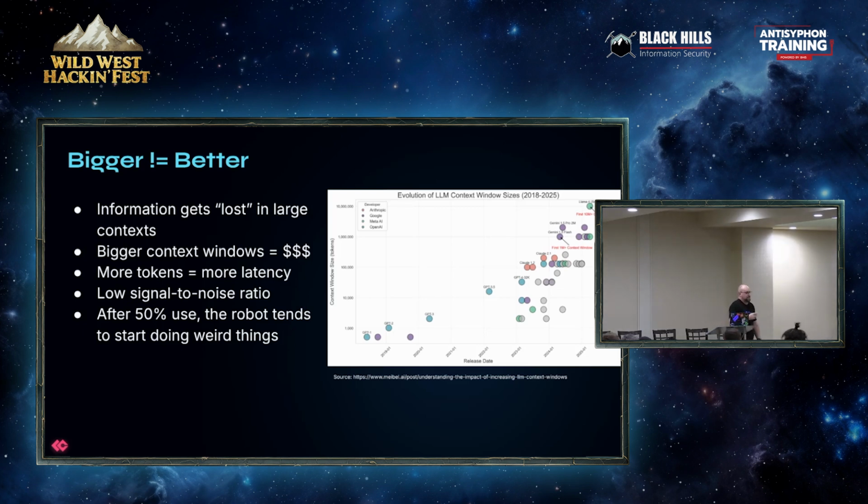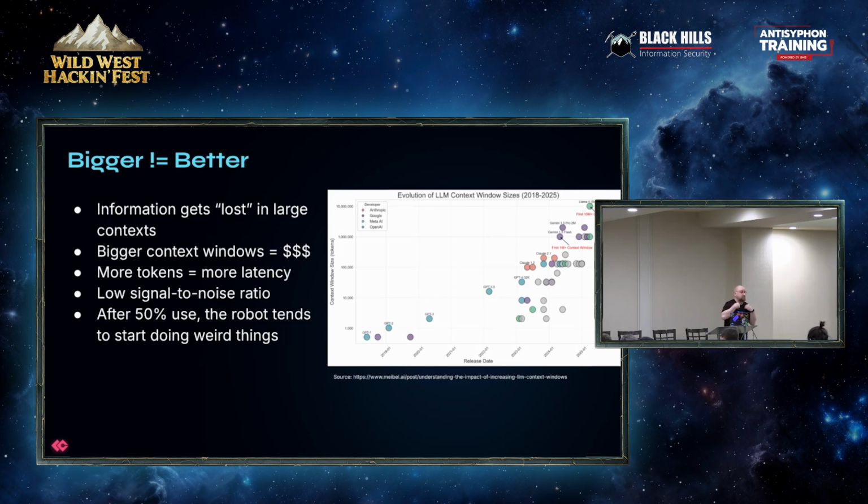The other fun thing too is that we found out, and research is supporting this, after about 50%, it starts doing weird things. It'll generate weird errors. It'll give you answers that don't make any sense. It'll make mistakes. So that 200,000 token context window is really more like 100,000 if you want to be able to use it.